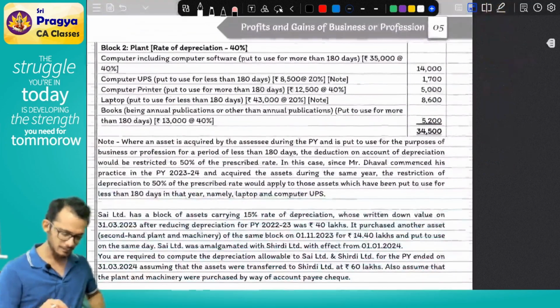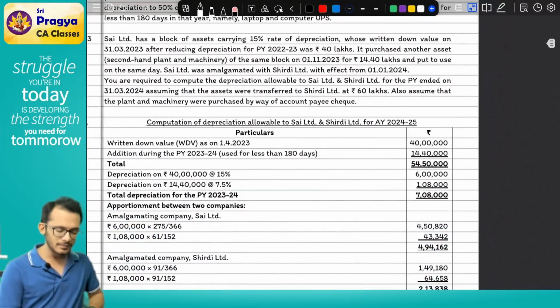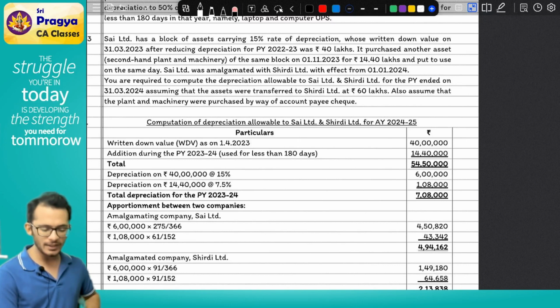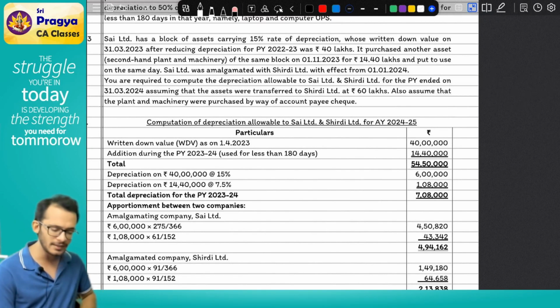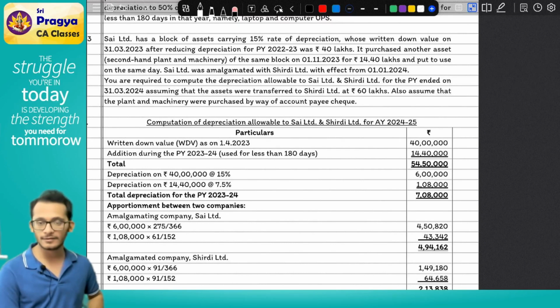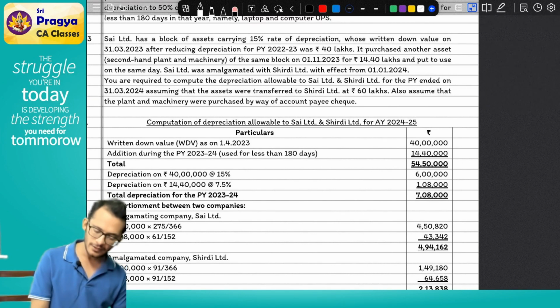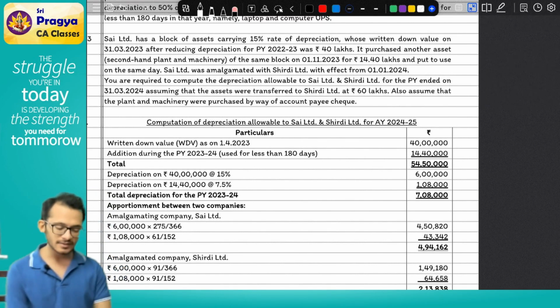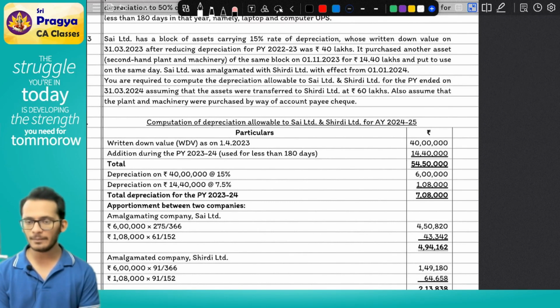Next. A homework question. Do it yourself. Yes. Next. Sai Limited has a block of asset carrying 15% of depreciation, whose written down value on 31st December 2023, after reducing depreciation, is 40 lakhs. Basically, this 40 lakhs is your opening WDV. He has purchased another asset which is second-hand machinery, of the same block on 1st November 2023 for 14,40,000 and has put to use the asset on the same day.